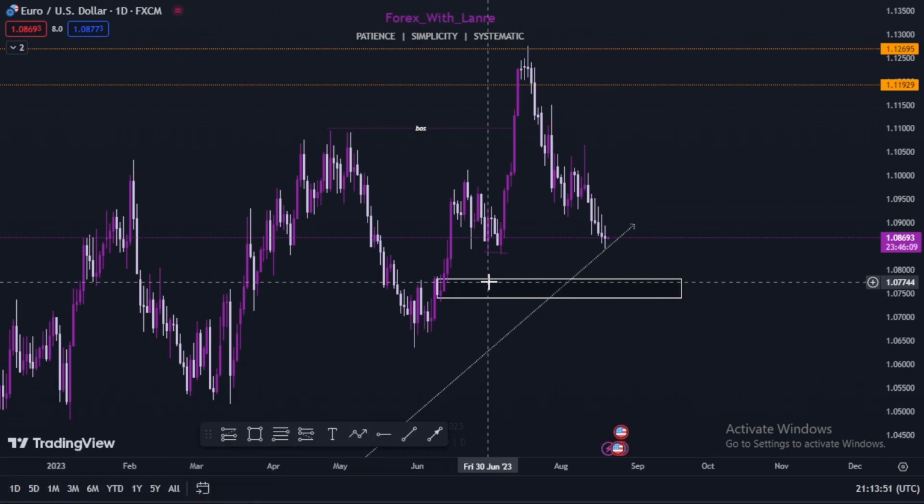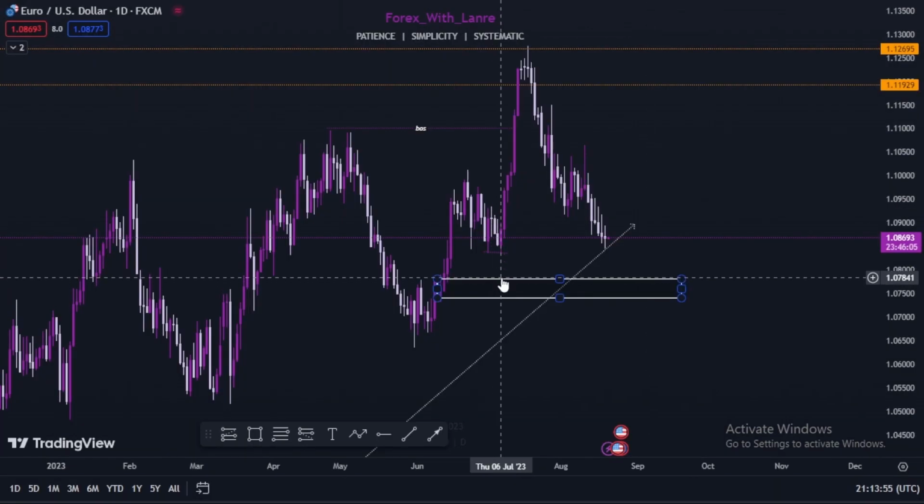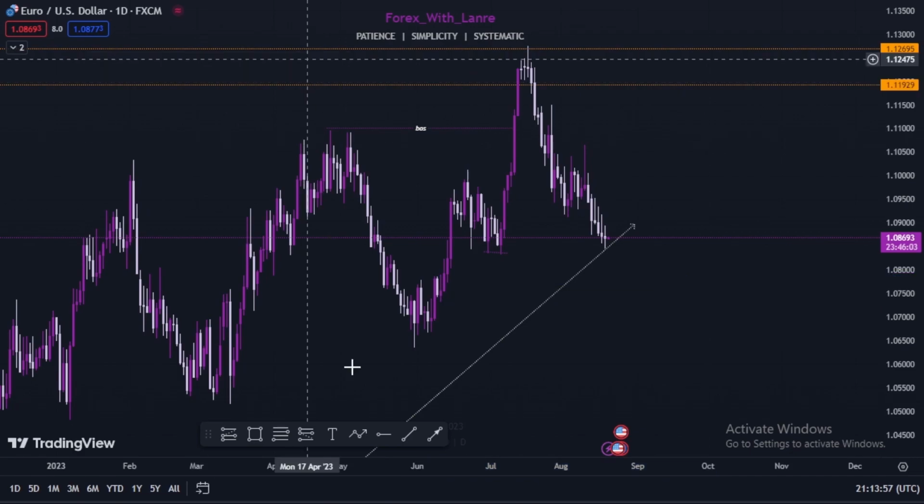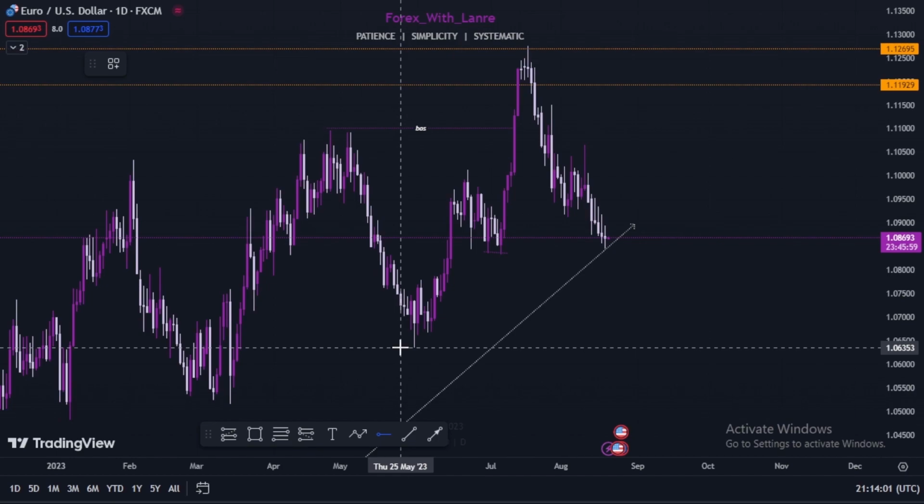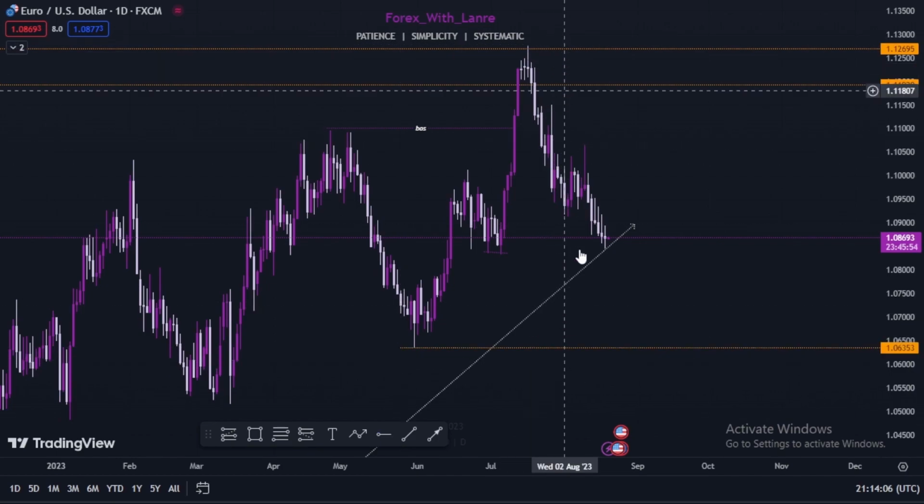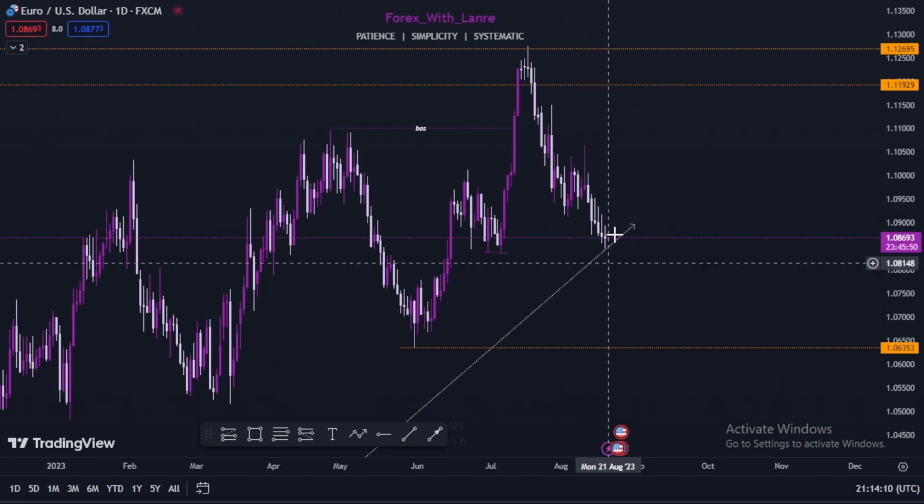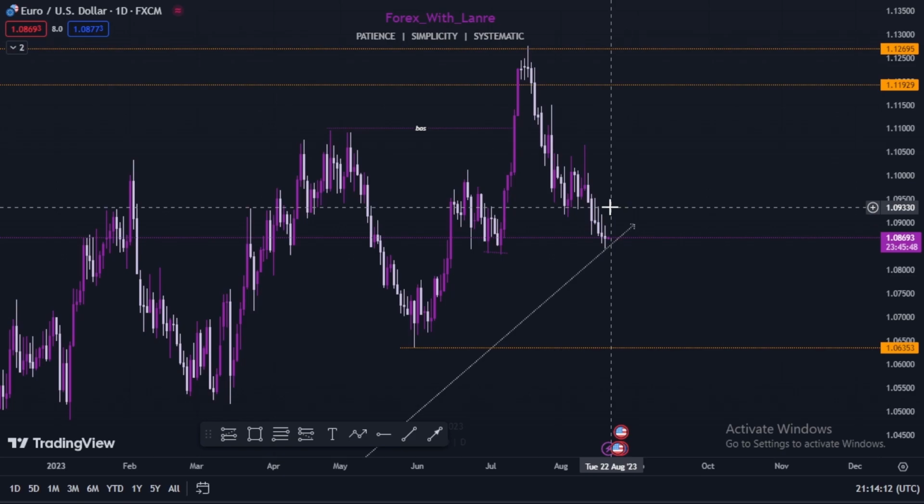But the secondary structure, we are in the pullback phase until we break our primary structure on the daily, which is this level here. So let me just delete this. Until we break this level here, until we take out this level here, price is still trading within this range. You understand? So whatever structure the price prints for us in this range here, that's how we make our decision.